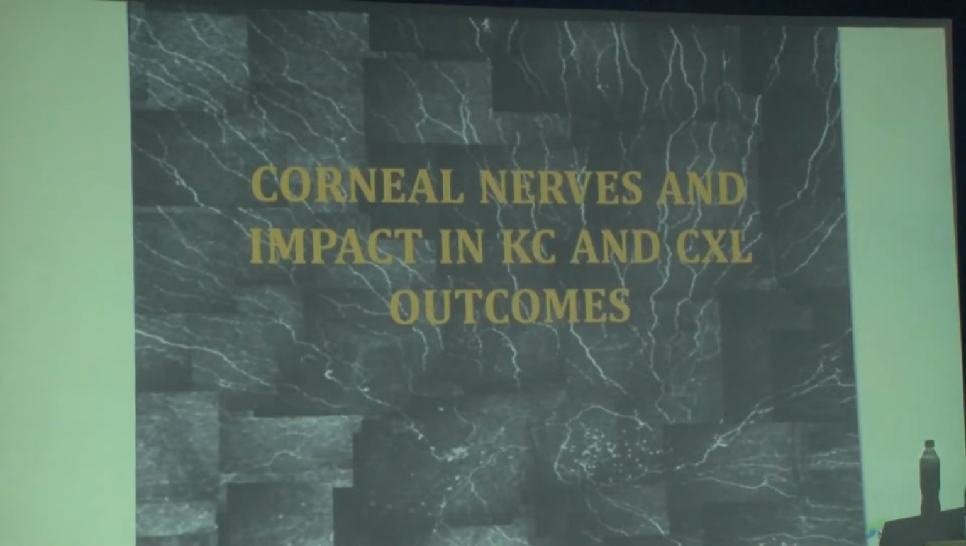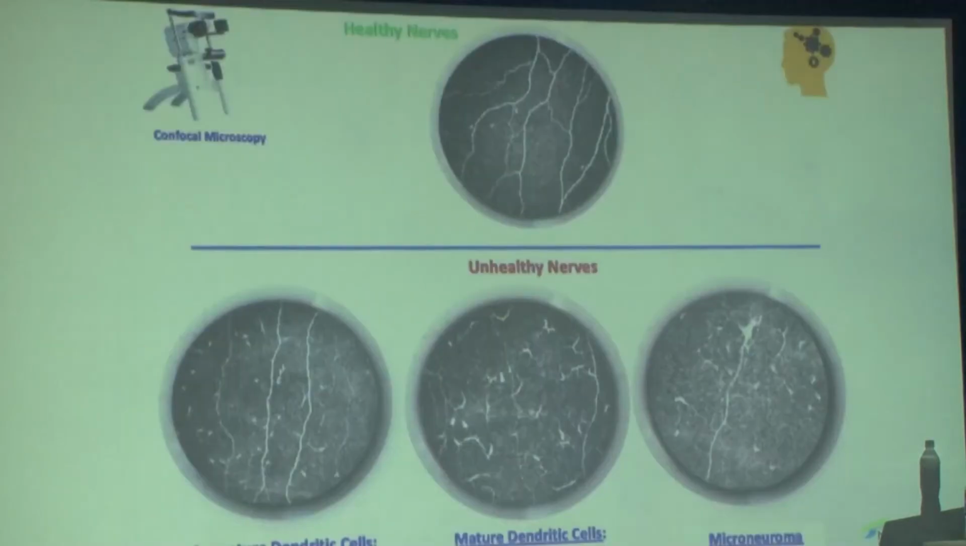Now, corneal nerves play a very important role in your cornea, but let's see what impact they have in keratoconus and cross-linking outcomes. The top layer shows what healthy nerves look like. You can see nice nerves, and they're branching well. But whenever there is keratoconus disease, these nerves get inflamed and start thinning out, and gradually they start fading away. This is a typical sign you might see in keratoconic eyes.